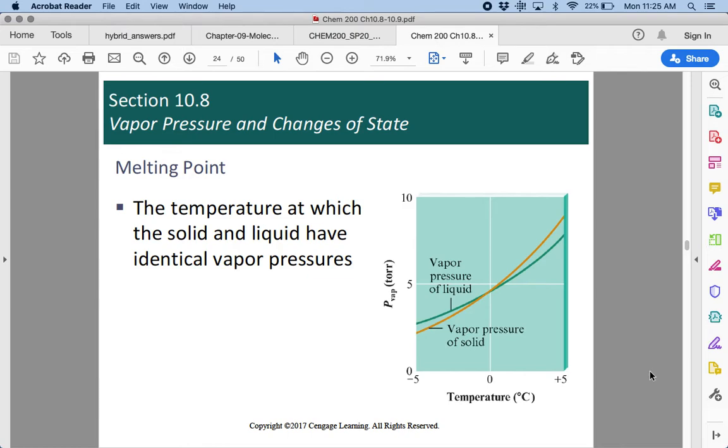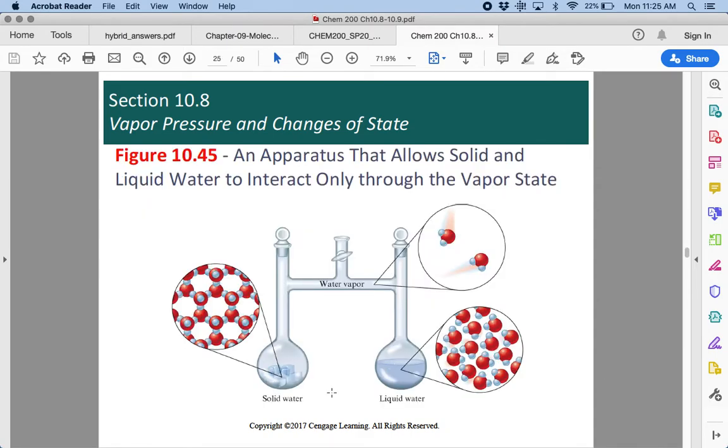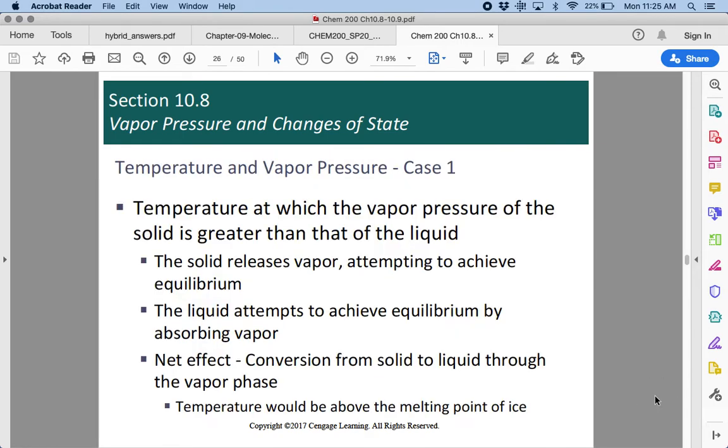A melting point is the temperature at which a solid becomes a liquid. And when that happens, at the melting point, the vapor pressure of the solid and liquid would be identical. So that's what we're representing here, temperature and vapor pressure. At the temperature at which the vapor pressure of a solid is greater than the liquid, the solid is releasing vapor, which sounds a little weird, but it's attempting to achieve equilibrium.